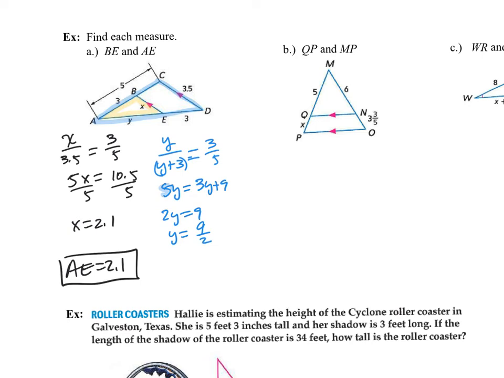Oh, did I get this backwards? I'm so sorry if I confuse you. X is BE. We were asked to find BE, so let me fix that. This is supposed to say BE. Sorry about that. So now we know what AE is. AE is 9 halves, or of course you could call that 4.5.